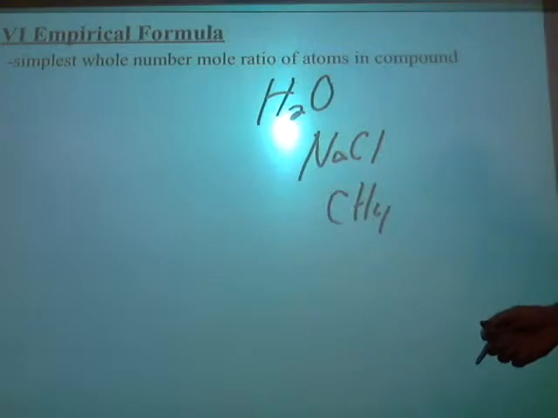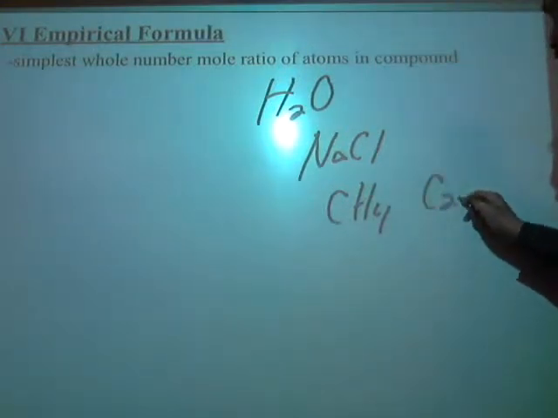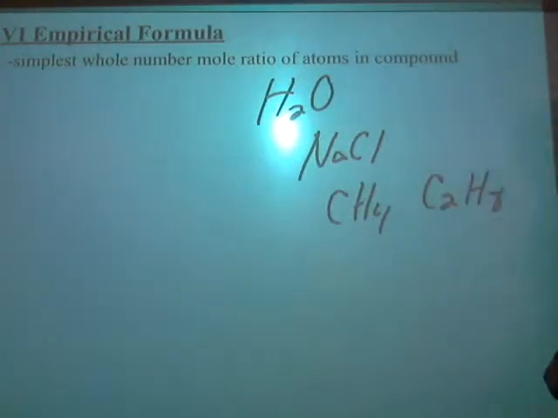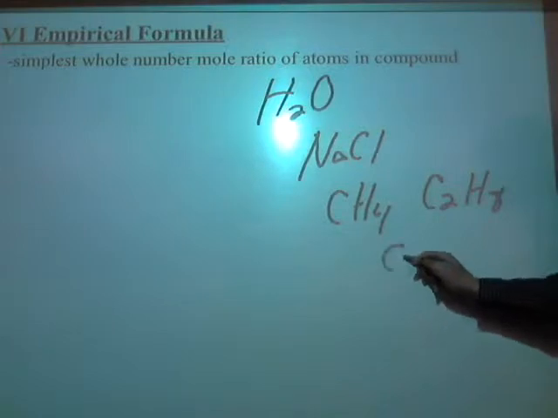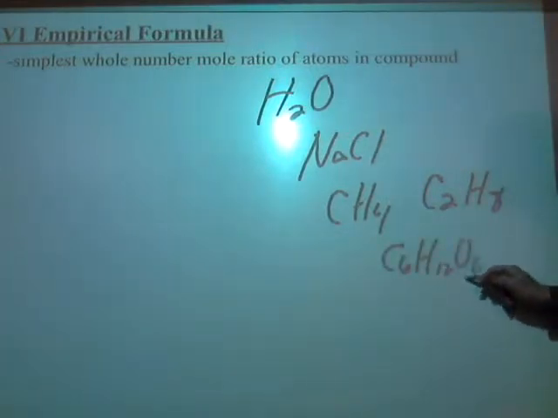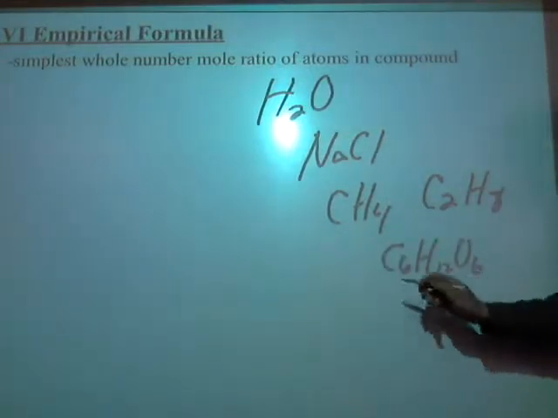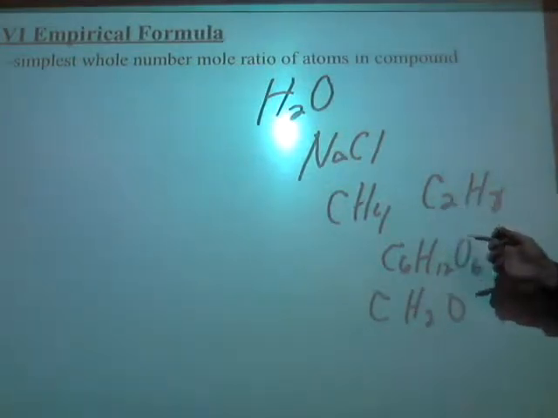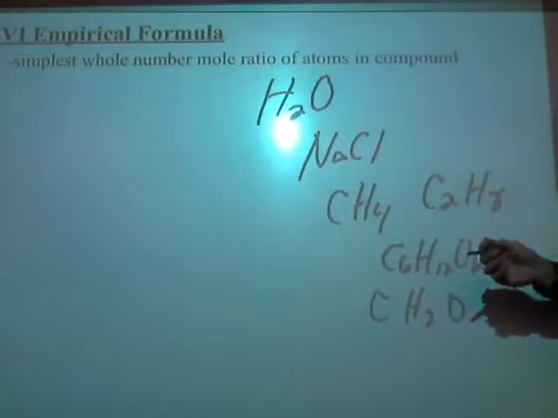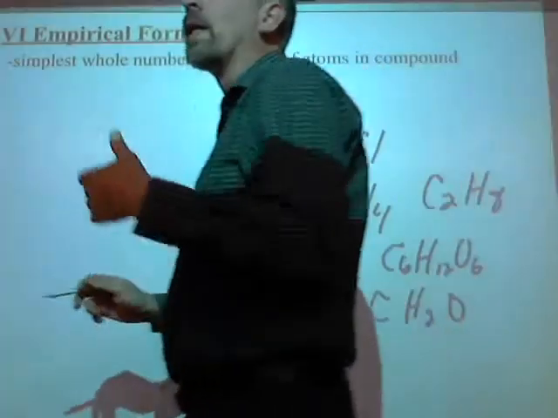Molecular formulas, well, for example, C2H8 is not an empirical formula. Why not? It's not a simple whole number ratio. C6H12O6 is also not an empirical formula. The empirical formula would be CH2O. All right, so that's the difference between them, and we'll talk about that when I do my next example on the board. But that's not the hard part.